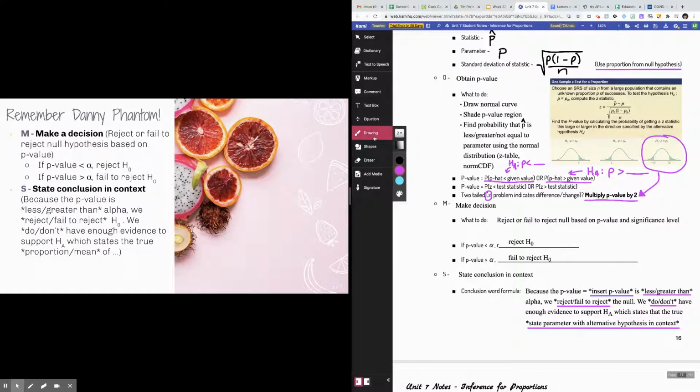One quick note here is that you can write this part as p-value equals blah, blah, blah, blah. And you can write this as greater than alpha or less than alpha. You don't have to write the word alpha out, right?